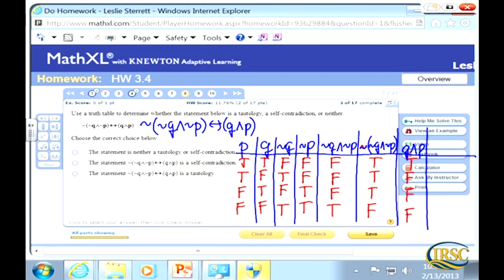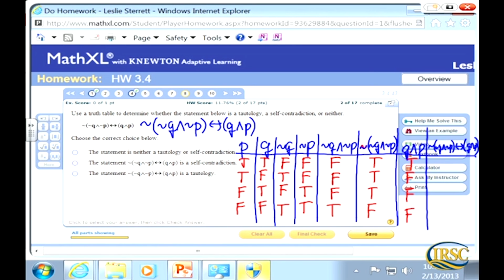Okay, and then in the very last column, now that we've done the left side and the right side, now we need the entire compound statement. You didn't think I'd fit it in there, did you? Okay. So now we're focused on the if and only if symbol. And what do we know about if and only if? When they're the same, right. That's the easiest way to think about it. So it's true when they're the same.